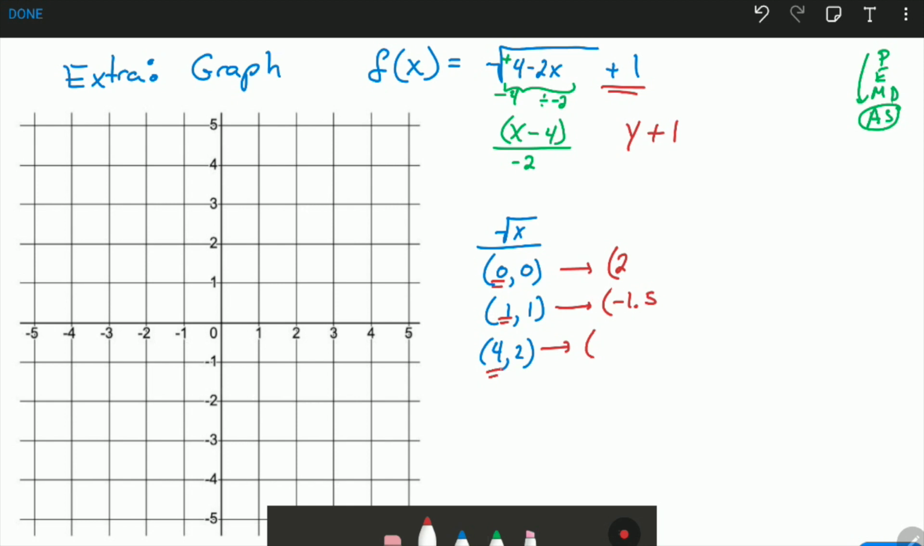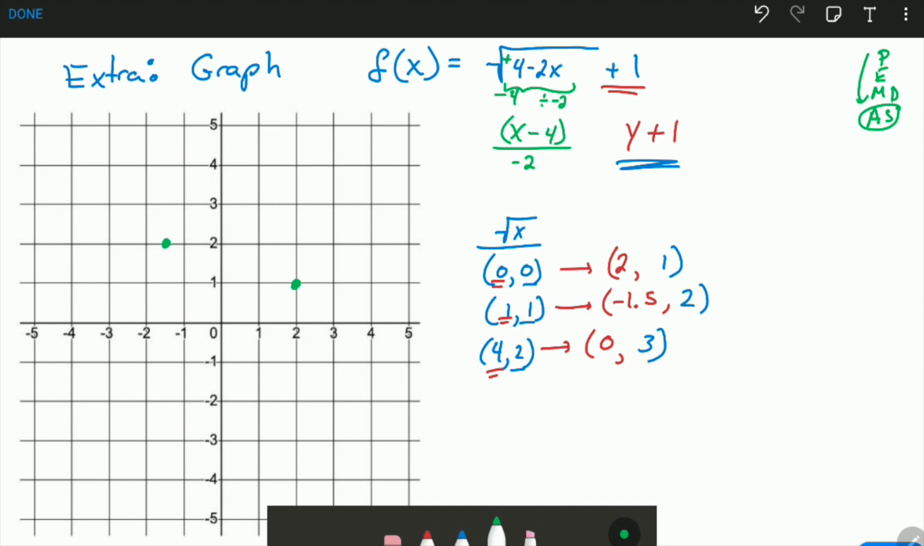Then for the last one, 4. 4 minus 4 is 0, and 0 divided by negative 2 is still 0. For my y rule, we're going to add 1. So 0 plus 1 is 1. 1 plus 1 is 2. And 2 plus 1 is 3. We're going to go ahead and plot each of those points. 2, 1. Negative 1.5, 2. And then we also have 0, 3.